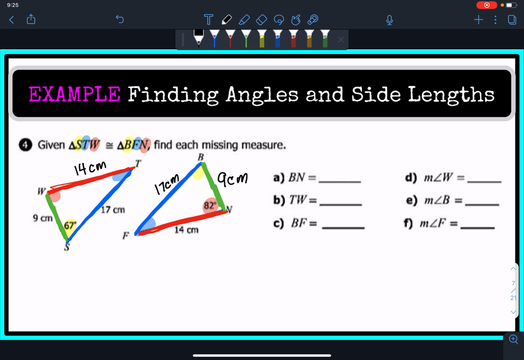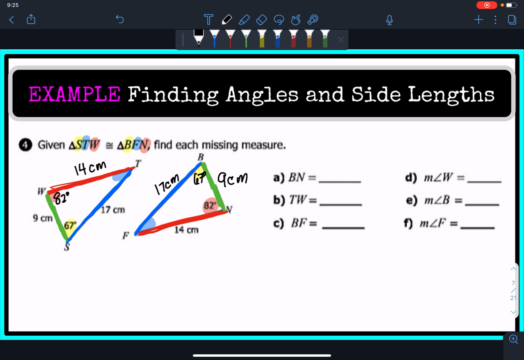The yellow angles measure the same thing. So this angle S corresponds to this angle B. They're congruent. So this is going to be 67 degrees. And the same thing with the green one. So if this angle N is 82, then on W, those again are also going to be the same. So this is going to be 82.